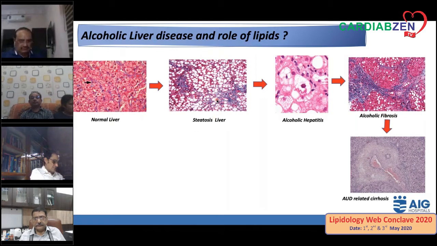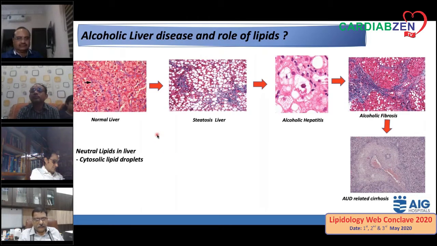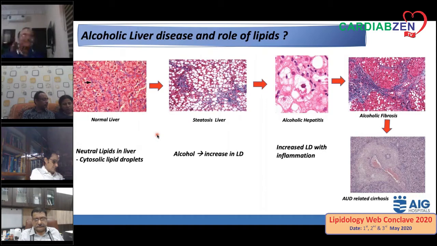So alcoholic liver disease is a spectrum starting from a normal liver which goes into a liver steatosis, and when the steatosis combines with inflammation it becomes a hepatitis. This is followed by alcoholic fibrosis and then cirrhosis of liver. If we see in a normal liver, the lipids are basically stored in the cytosol. The cytosolic lipid droplets in the liver are less than 5%. Mere presence of fat in the liver is not a disease. In alcohol, there is an increase in the lipid droplets, and in alcoholic hepatitis, along with the increase of lipid, there is inflammation.